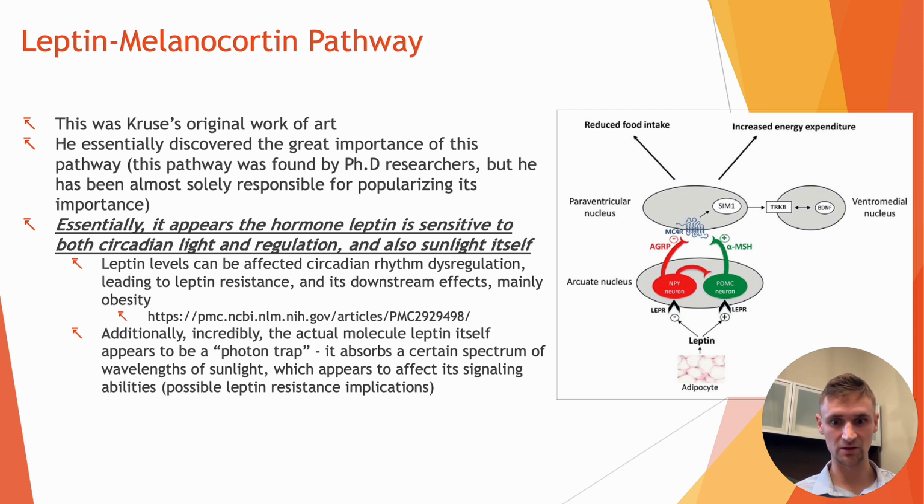Now, the second point is a little more controversial. Dr. Kruse talks about how all these really important molecules, including the neurotransmitters and hormones, many of them actually have absorption and emission spectrums within the action spectra of light. And so it appears that the actual molecule, leptin itself, is a photon trap, and that it absorbs a certain spectrum of wavelengths of light, which I believe is affecting its signaling abilities. So when you are not absorbing sunlight through the eyes, it can possibly be affecting leptin's ability to function when it binds to the receptor in the brain. Specifically, leptin binds to the hypothalamus and regulates appetite levels.